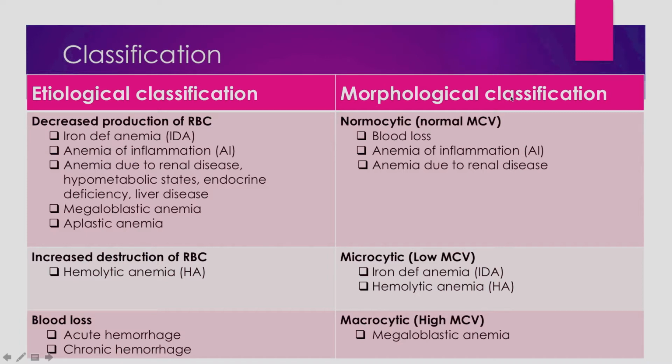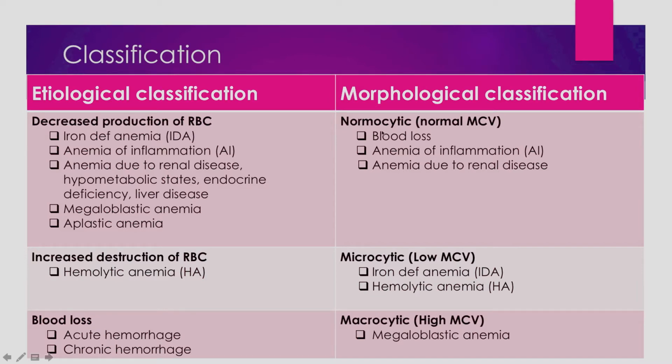Then morphological classification means according to the size of the RBC. So normocytic, normo means normal, cytic means size of the cell. So normal size, normocytic anemias, then microcytic, smaller size, microcytic anemias, and then macrocytic anemias, where the RBC size becomes bigger than the normal.